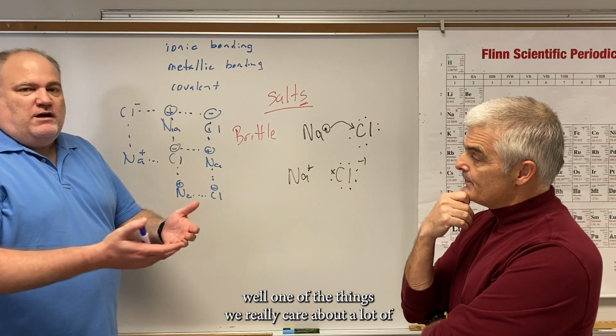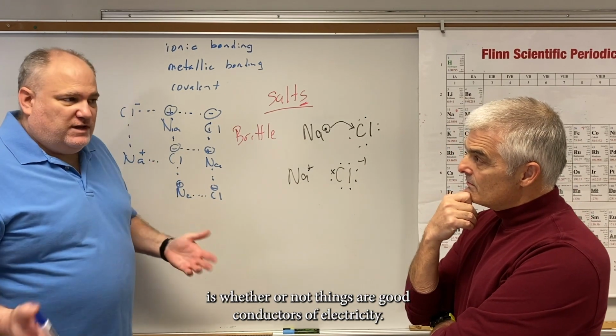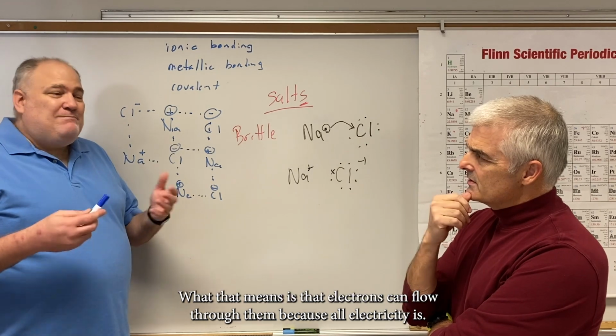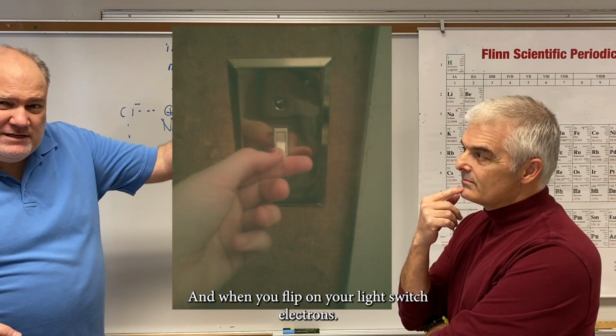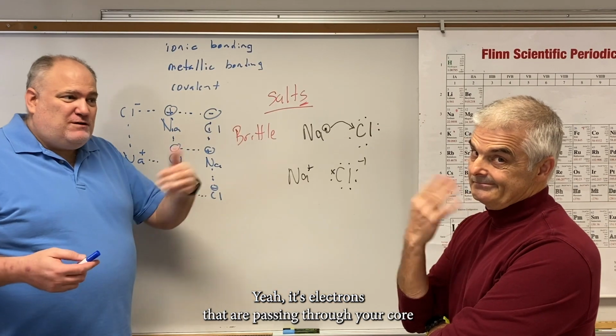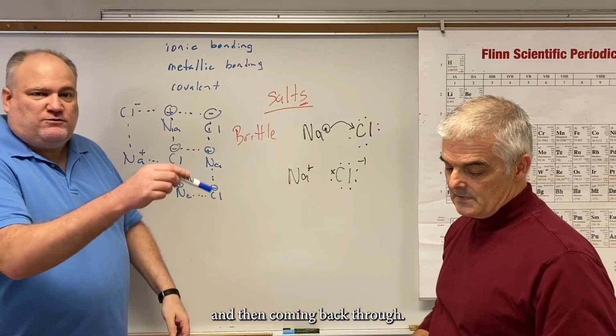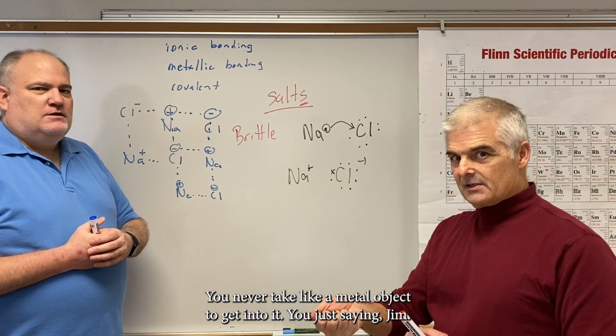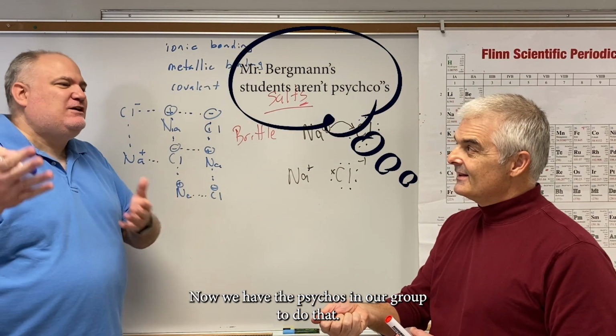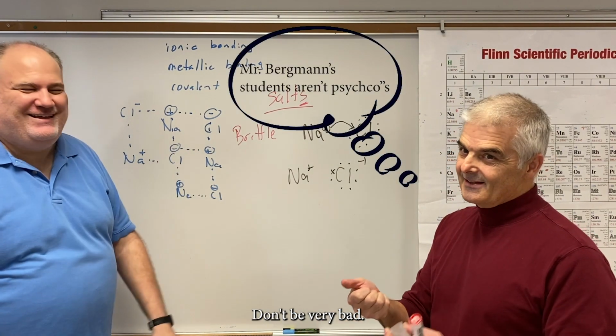One of the things we really care about is whether or not things are good conductors of electricity. What does that mean? It means that electrons can flow through them, because all electricity, when you flip on your light switch, is electrons passing through and then coming back through. That's why we have two prongs. You should never take a metal object and stick it into an electrical outlet. Don't do that. That would be very bad.